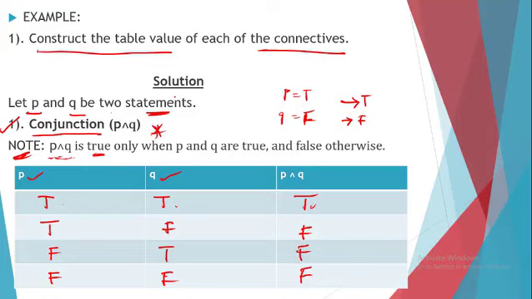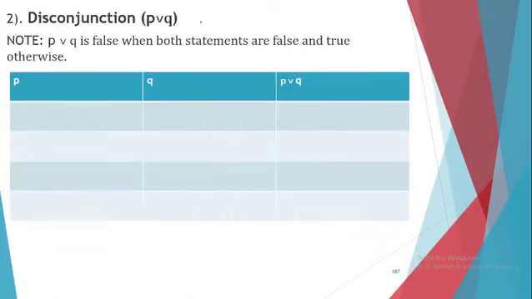Let's look at the second one, which is the disjunction. Here we are still working with P and Q, and P disjunction Q is false when both statements are false and true otherwise. If both of them are false, then P disjunction Q is false. Every other case becomes true. Do we understand?